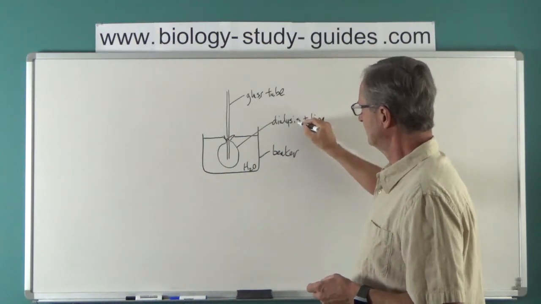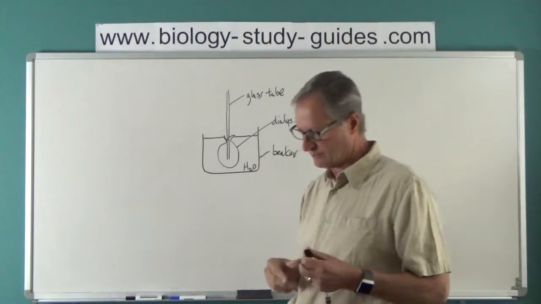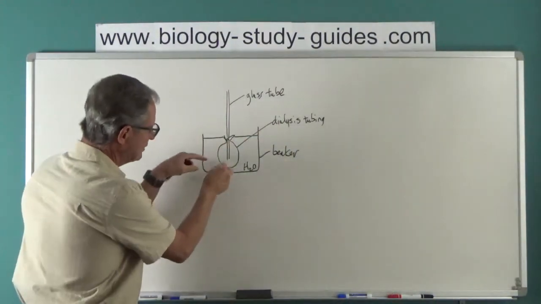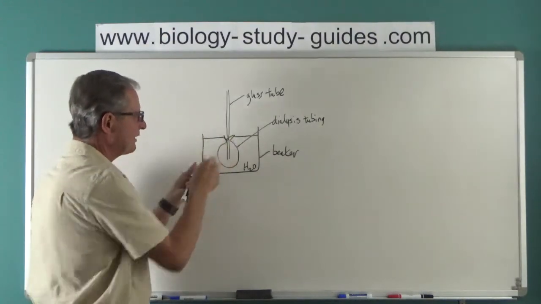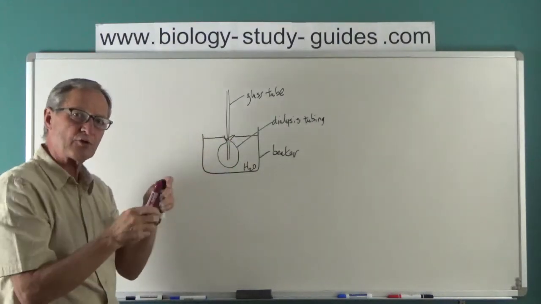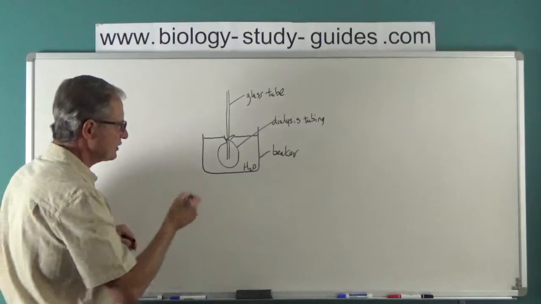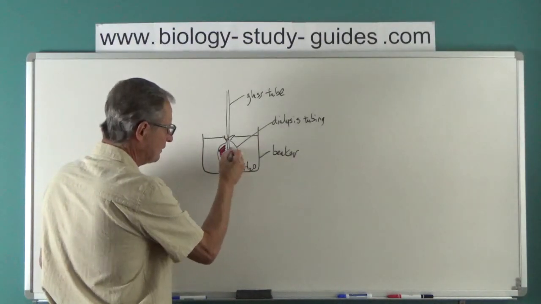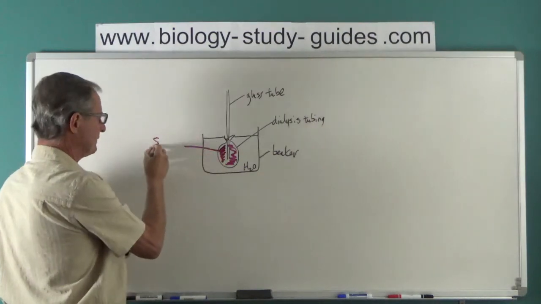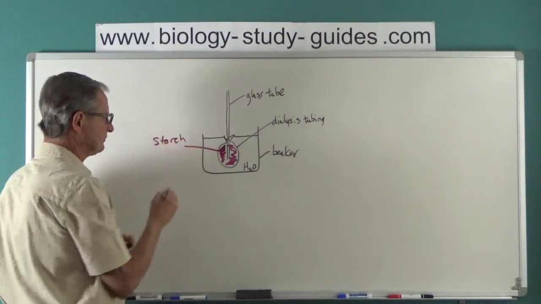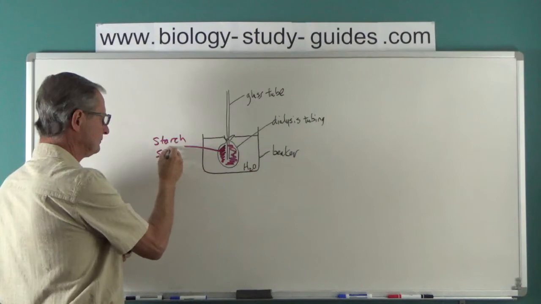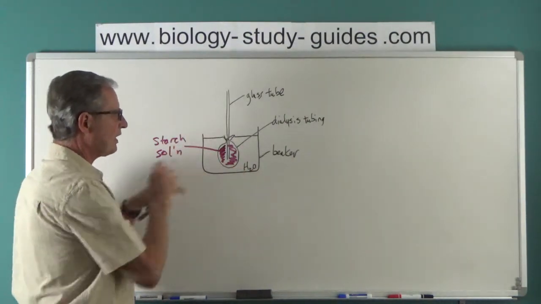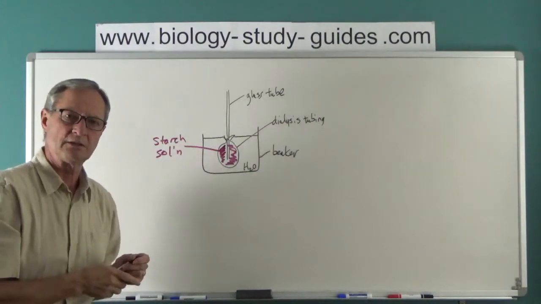What it's possible to do, and what we've done many times, is take dialysis tubing and you tie it off on both ends here, and you tie it around the glass tube. Before you tie it off though, you fill it with some solution. So this might be filled with, let's say, starch solution. And then you submerge it in the water and you let it sit.